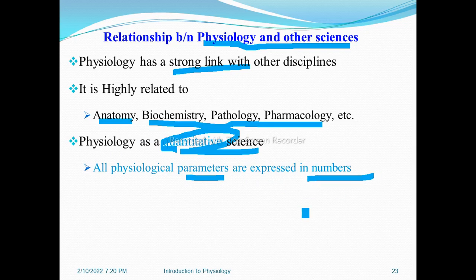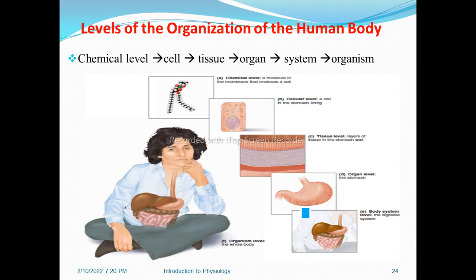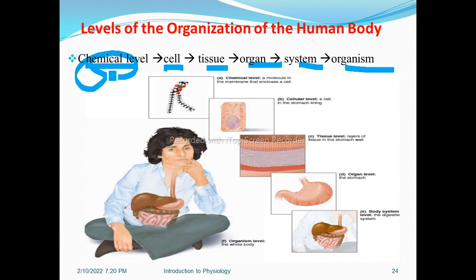When we see the levels of structural organization of the human body, there is the chemical level, cell, tissue, organ, system, and organism. At the chemical level there is the atom, at the subatomic level, and then from atoms there are molecules. From molecules we go to macromolecules and organelles, and organelles together give a cell.